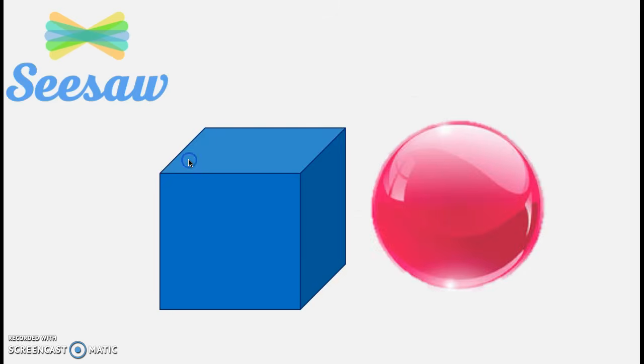Okay, it's your turn to show me what you learned. Here are two solid shapes. I want you to make a Seesaw video and tell me both of their names. So, what is the blue shape and what is the pink shape? Go ahead and let me know.